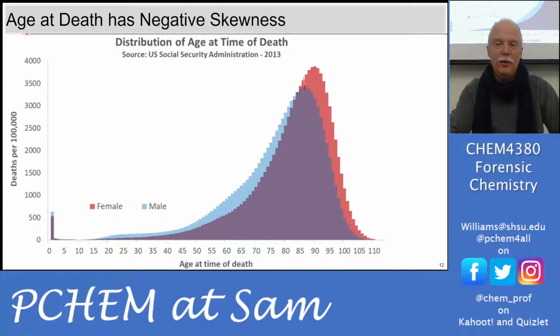So this would be the mode for the male age at death. So these are the modes, right? The medians would probably be somewhere here. And then the average or the mean might be somewhere here.